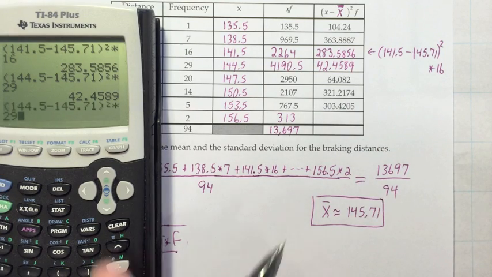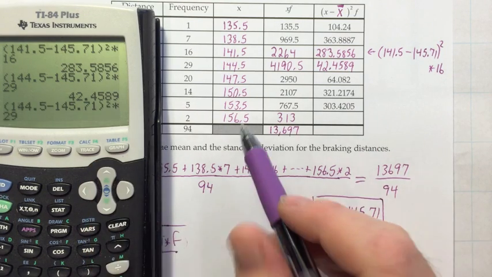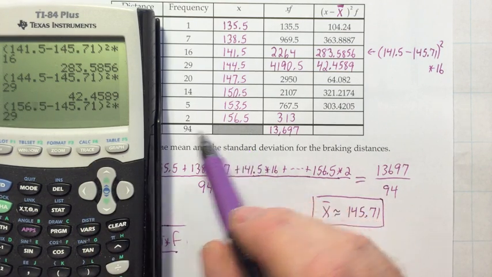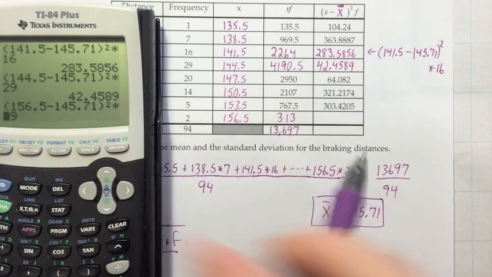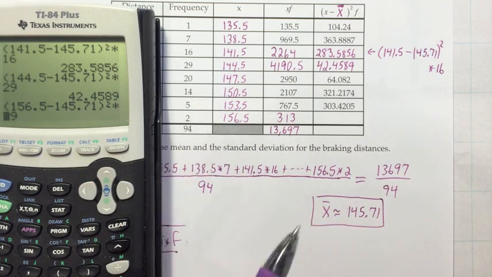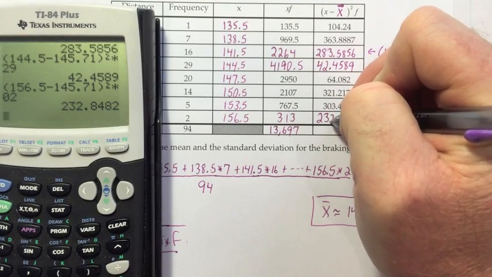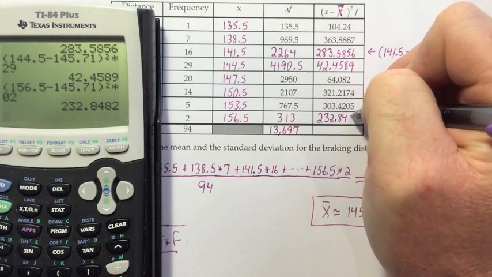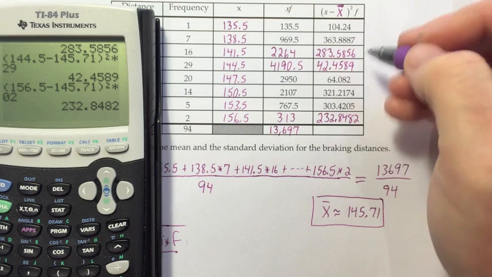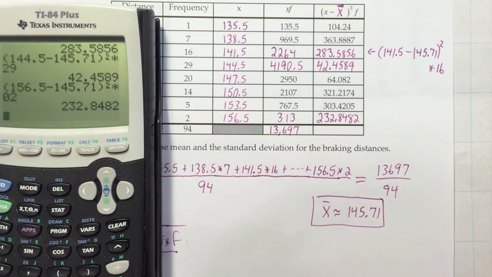So second enter. On that last row, our x value is 156.5. The mean is still the same, but the frequency is now 2. When I have a 2-digit number there, now I want to type a 1-digit number, I'll often just do a 0 there. So I'm going to put 02. And then I have 232.8482. So I've got all the pieces, I just need the sum. So not a lot of glamour there, but we just need to go ahead and add those together.